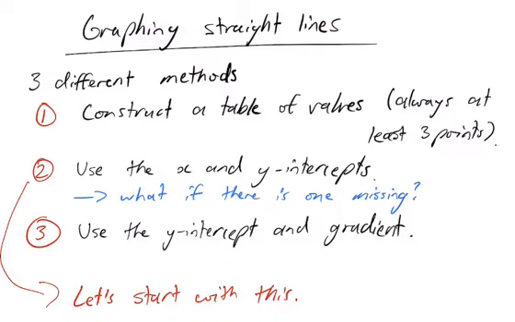The next method is to get the x and y intercepts and then use those to graph it. The question you might be asking is, what if there isn't one, so we only have an x-intercept or only a y-intercept? I'll get you to have a think about what's going on with those lines. I'm not going to answer that right away, but in the next video we might look at what that means. The third method is to use the y-intercept and the gradient, and we're going to look at that method a bit later. But for today, we're going to look at number 2 and start with using the x and y intercepts.